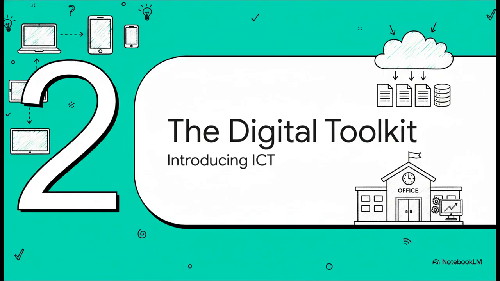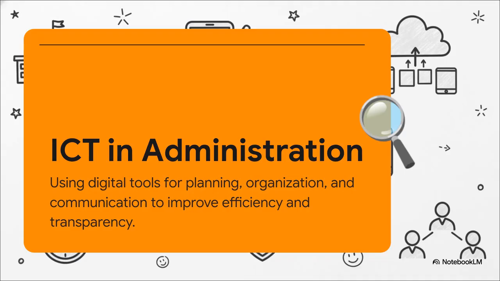We're talking about information and communication technology, or ICT. And no, this isn't just about fancy smartboards in the classroom. We're talking about completely revolutionizing the main office. So, what does ICT for school administration actually mean? Well, it's pretty simple. It's about using modern digital tools for all those core tasks of running a school. Planning new initiatives, organizing projects, communicating clearly, and managing all that data. The whole point is to make things way more efficient and a whole lot more transparent for everyone involved.